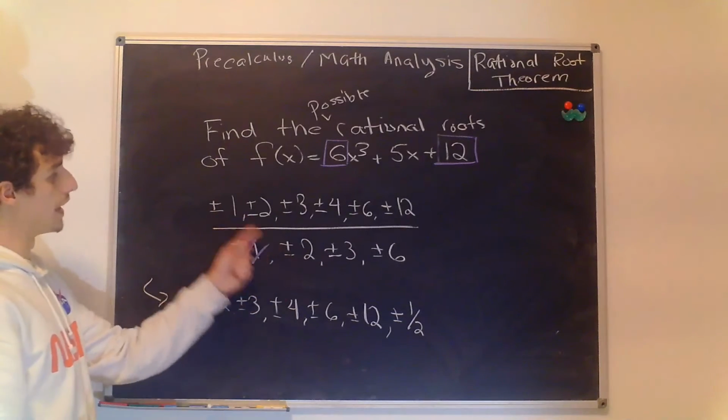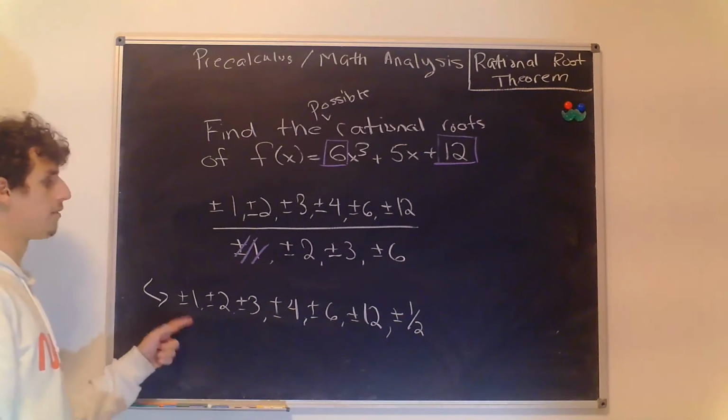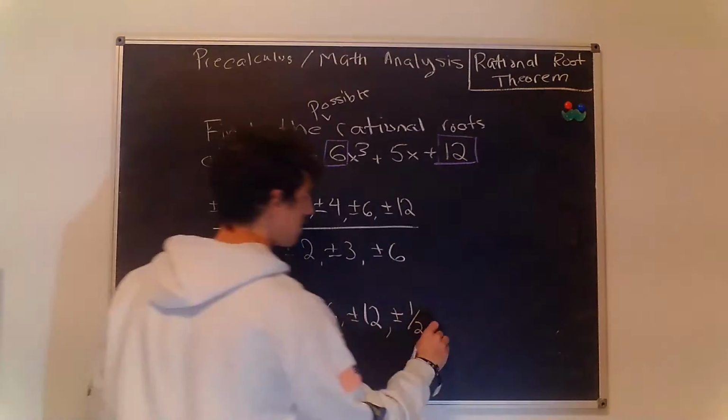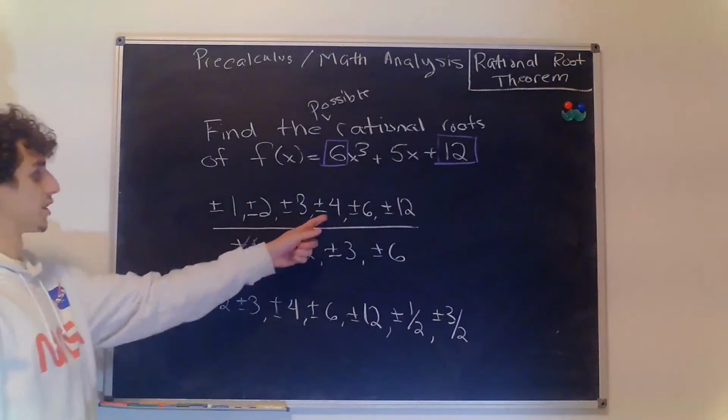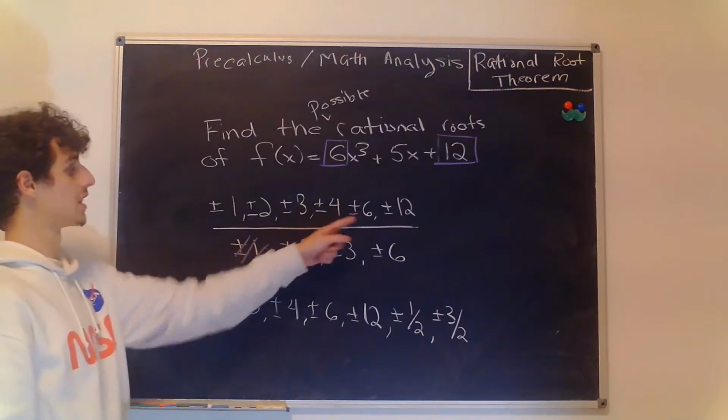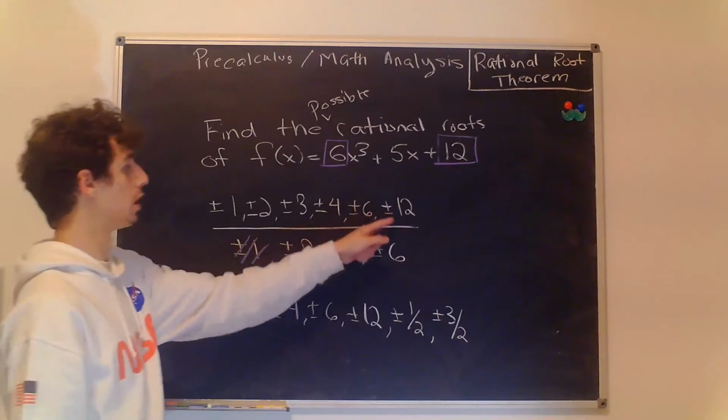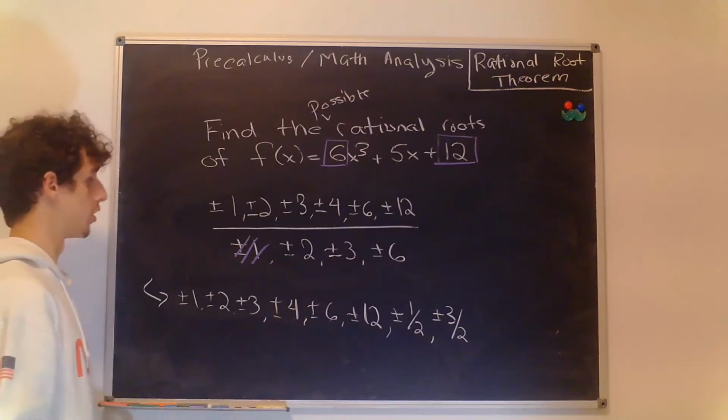It'll also give us 1 again from 2 divided by 2, but we have that here. We have 3 divided by 2, so that'll be plus minus 3/2. It gives us 4 divided by 2, but we have 2 here. 6 divided by 2, but we have 3 here. And 12 divided by 2, but we have 6 here. So we're good there.